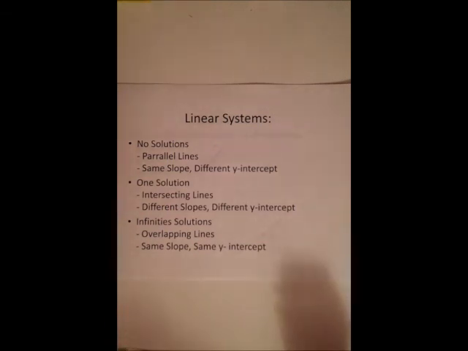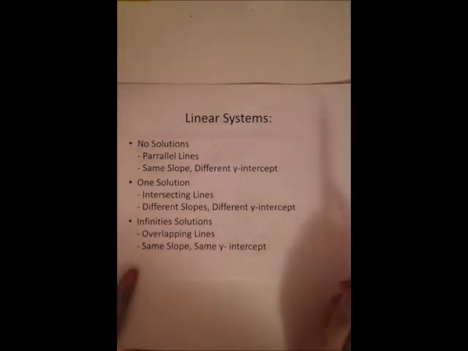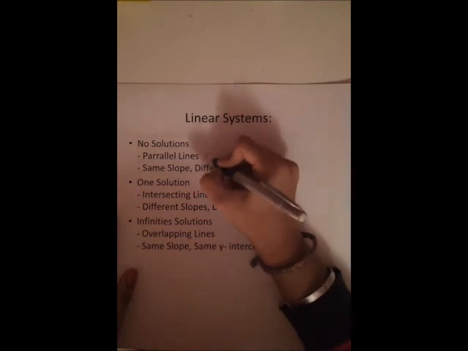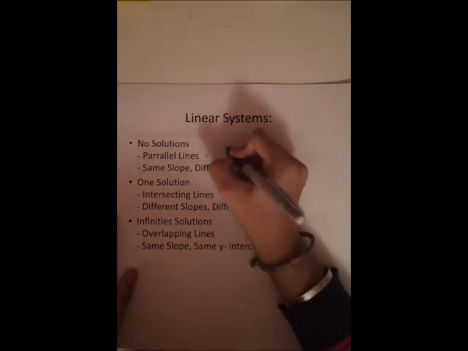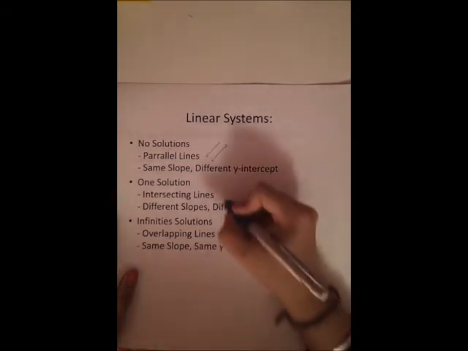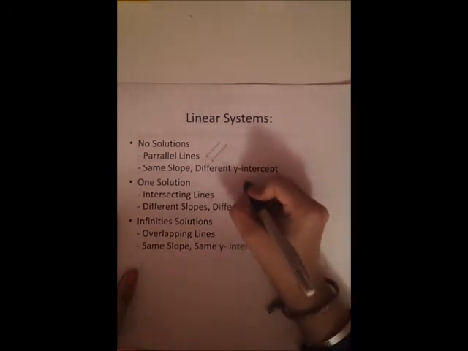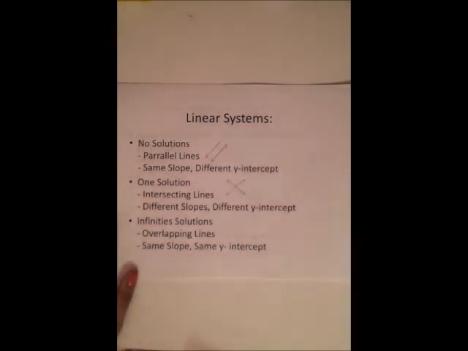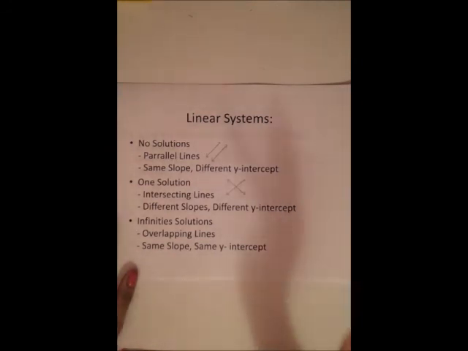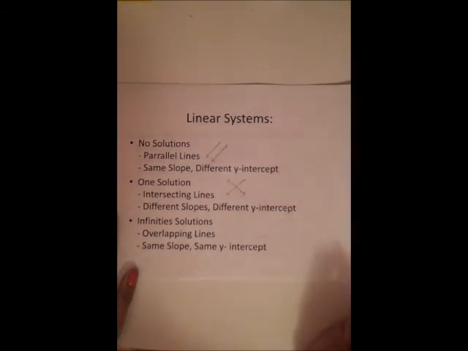If you have a linear system, meaning two linear lines, it is possible to have no solutions, one solution, or infinite solutions. If you have no solutions, what you're going to have is two linear lines that are parallel to one another. They will have the same slope but different y-intercepts. If you have one solution, you're going to have two lines that are intersecting each other at one point that have different slopes and different y-intercepts. It is possible to have the same y-intercept if they intersect on the y-axis.